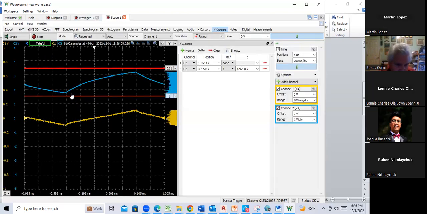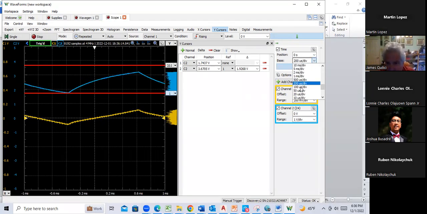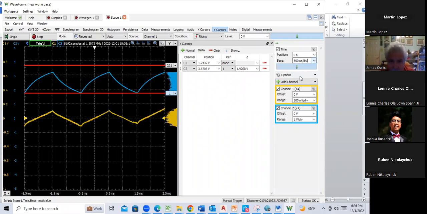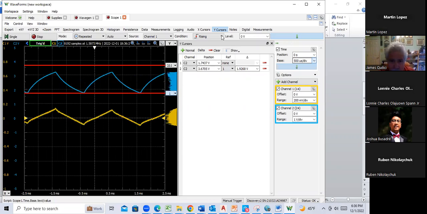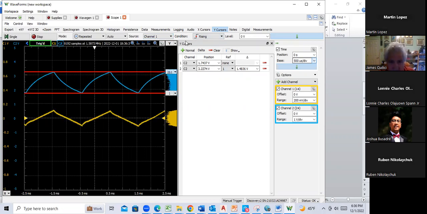Let's adjust this. I wish it wasn't so jittery. Let's see. Maybe I can do something to help that. Wrong way. Trigger, rising, falling, either. That didn't help. The oscilloscopes at the university have like filters that you can actually put on the trigger and the channels. Not sure. I forget if I have that capability here.